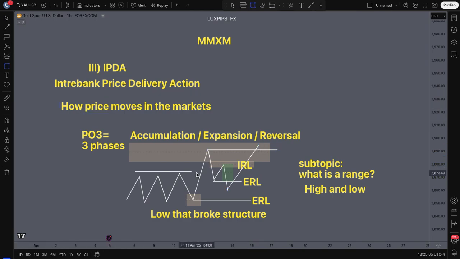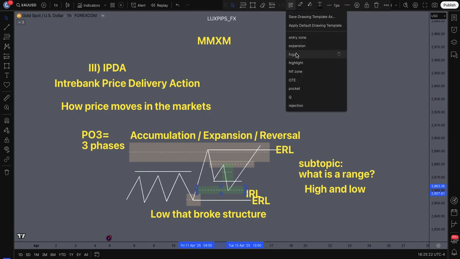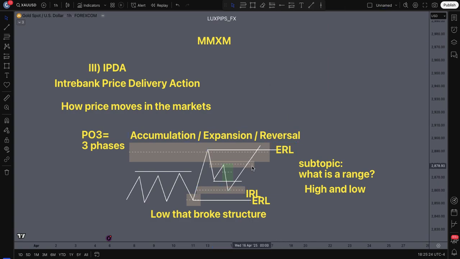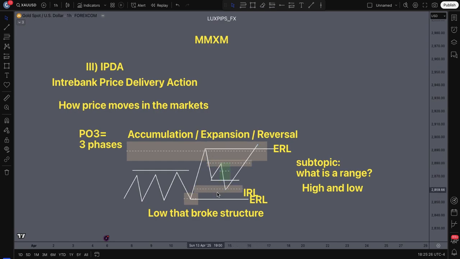Why does this happen? Because in this expansion, it's obviously going to be a liquidity void or an FVG in there too. And guess what? We got the IRL. That's IRL to ERL. So yeah, you can see that MMXM can be fractal. Even in the smallest parts of the market, it's always going to happen.